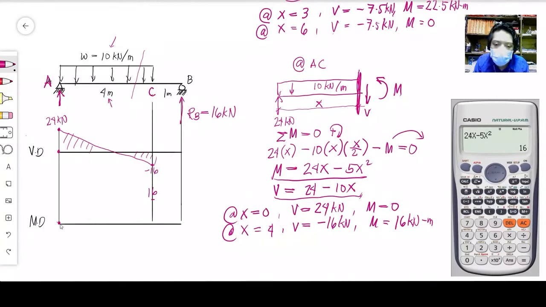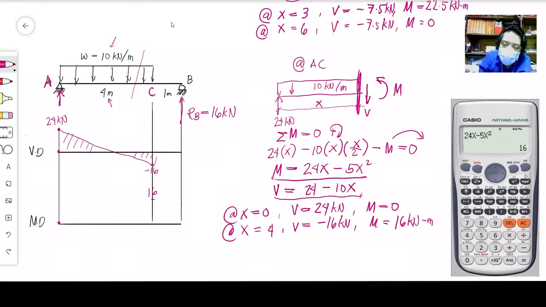Now the question is, what kind of curve? Concave up or concave down? We are looking at the moment diagram, and what it follows is the shear diagram. We are at segment AC. At point A, the shear is 24. The shear at point C is negative 16. So it is decreasing, from 24 to negative 16.